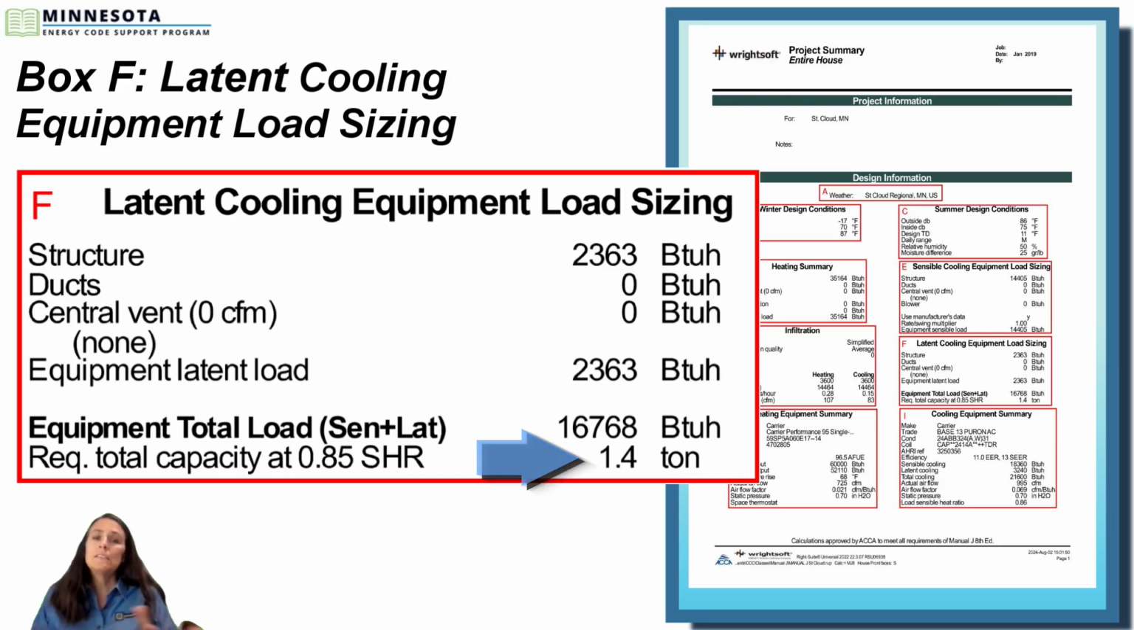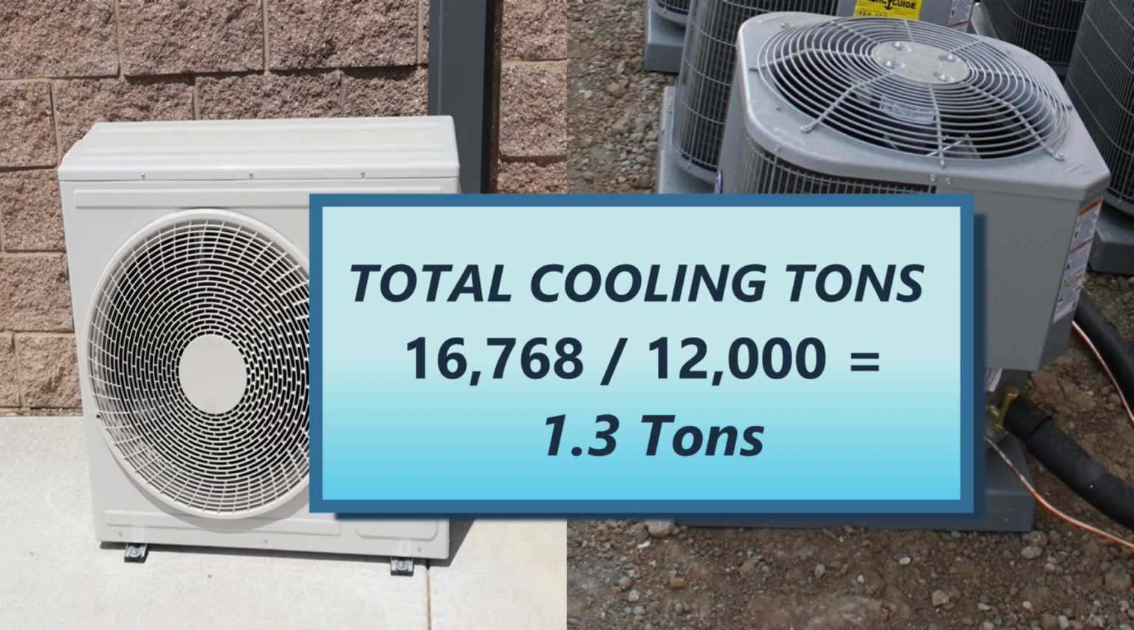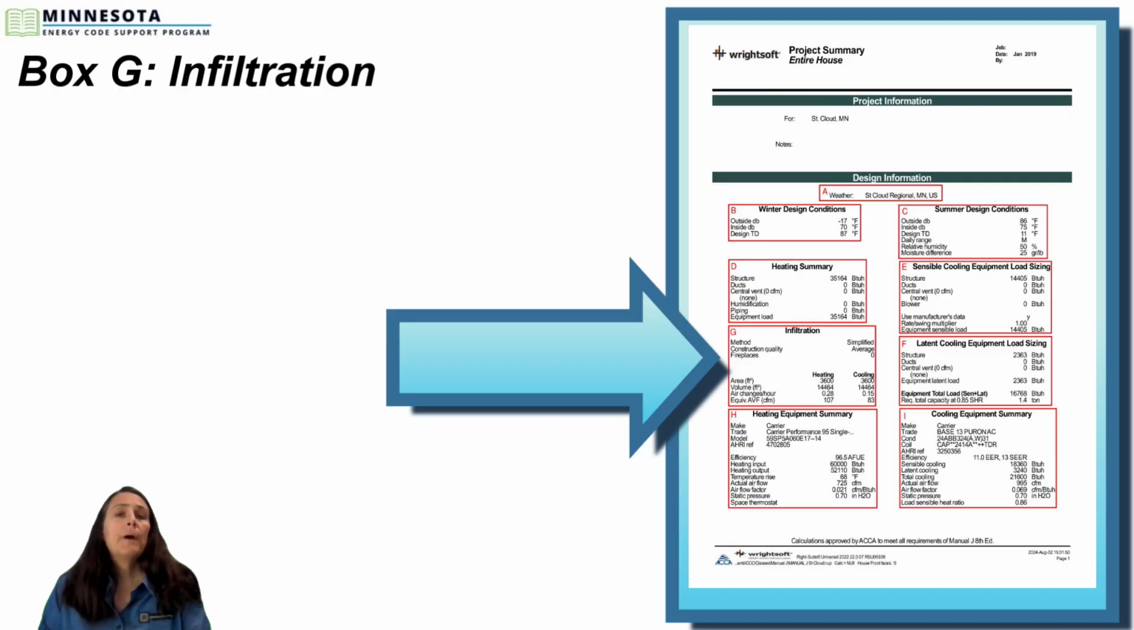Now, this is the software's attempt to perform a manual S. And remember, like I said before, there is no ACCA-approved manual S software, so ignore this line. The correct number would be the 16,768. So what we will do is take that 16,768 and divide it by 12,000, and that is the correct tonnage of cooling required, which is the 1.3 tons. Let's look at box G.